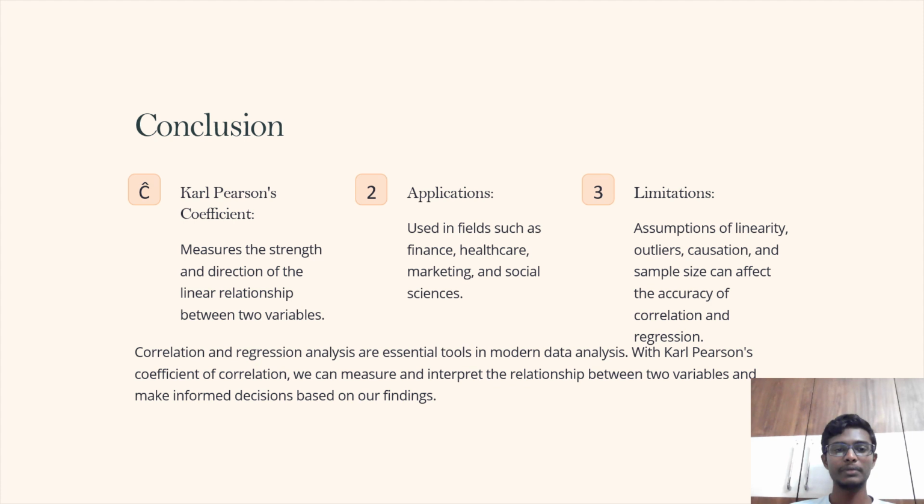Conclusion. Karl Pearson's coefficient measures the strength and direction of the linear relationship between two variables. Applications are used in fields such as finance, healthcare, marketing, and social science. Limitations: assumption of linearity, outliers, causation, and sample size can affect the accuracy of correlation and regression. Correlation and regression analysis are essential tools in modern-day analysis. With Karl Pearson's coefficient of correlation, we can measure and interpret the relationship between two variables and make informed decisions based on our findings.